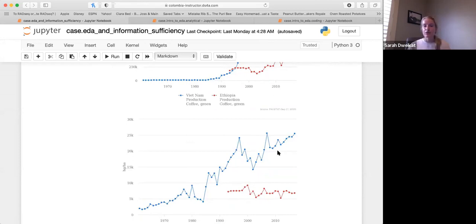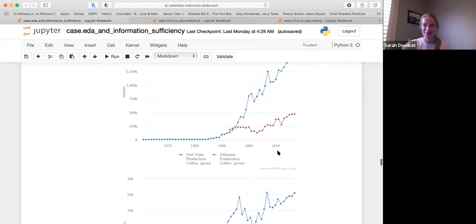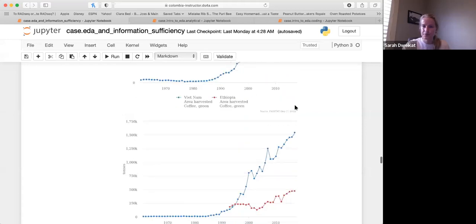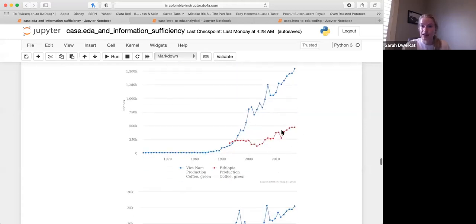Let me go back one quick second. So we see here that Ethiopia harvests pretty much the same amount of land, right? They're pretty on trend in terms of raw numbers, not the percentage, but just raw numbers of land that they're harvesting for coffee. They are not getting the same number of tons. So that might suggest that Ethiopia will have to devote more land than Vietnam has to coffee just to meet Vietnam's coffee production.